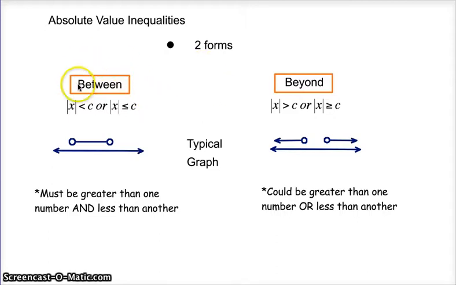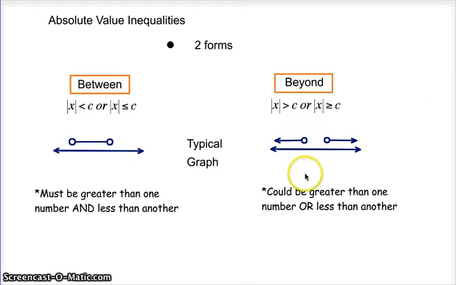There are what I like to call between inequalities, where the distance from zero, remember that's what an absolute value is, the distance from zero is less than a certain number, c, or that distance from zero is less than or equal to that. A typical graph for that will look either like this, where the two open circles are connected with a straight line, or they could be two solid circles, depending on if there's an or equal sign there. The distance must be greater than one number and less than another number when you look at the two separate ideas once they're solved.